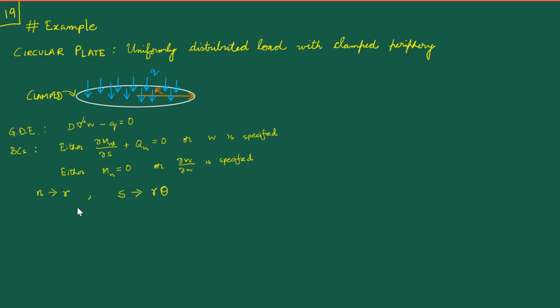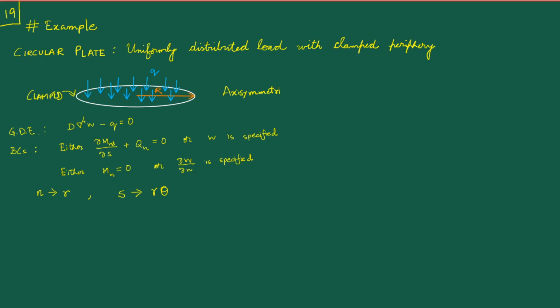All right, another very important point which massively simplifies our problem solution is to notice that this is a uniformly distributed load. It's a perfectly clamped boundary all around, which makes this particular problem perfectly axisymmetric. It is extremely important to note this. It's an axisymmetric problem.